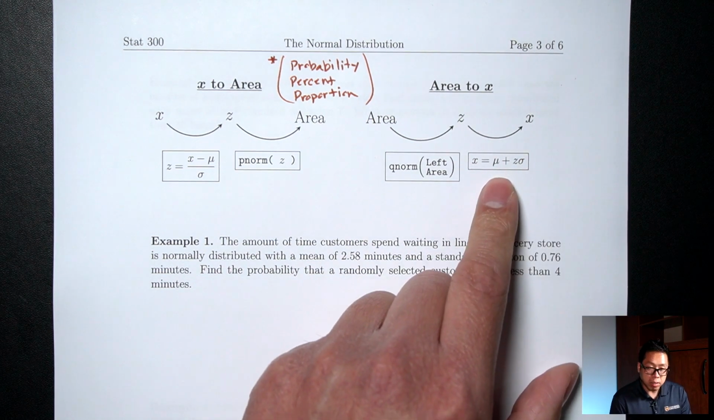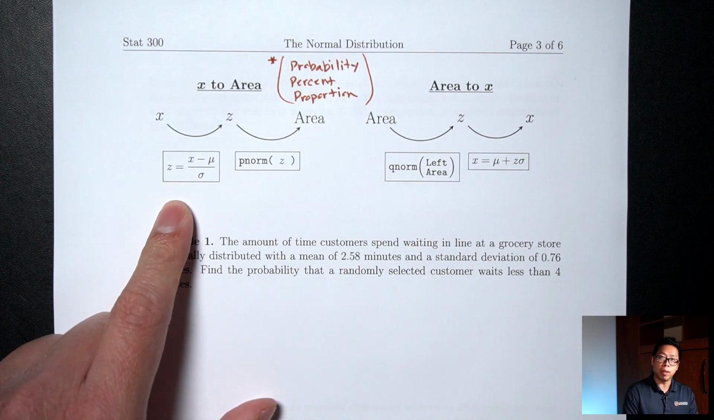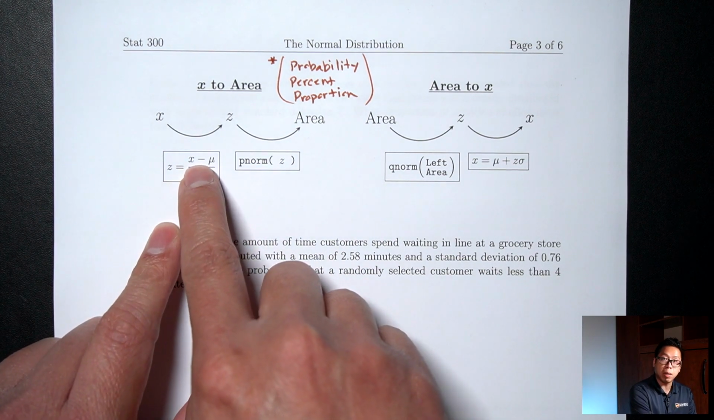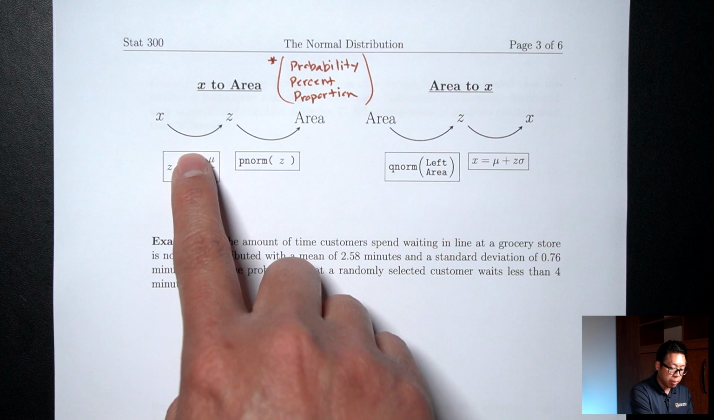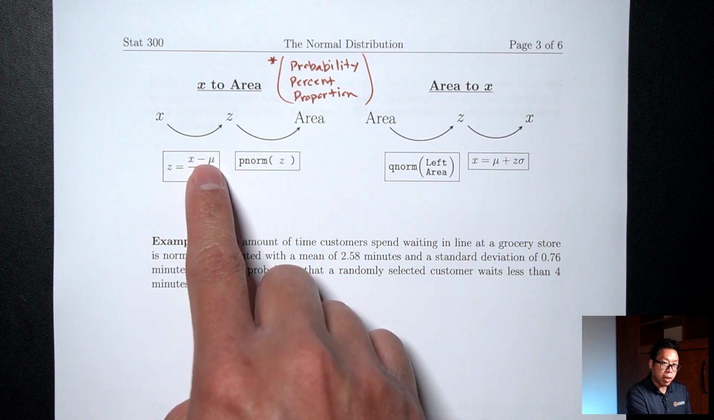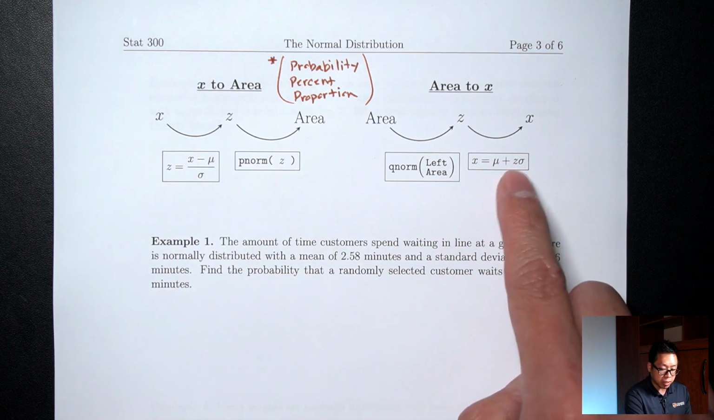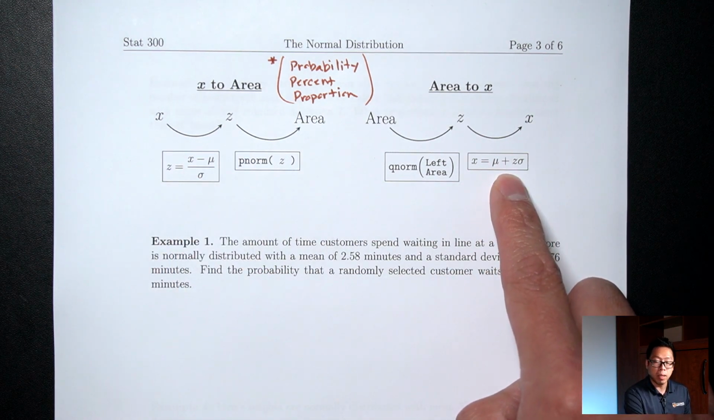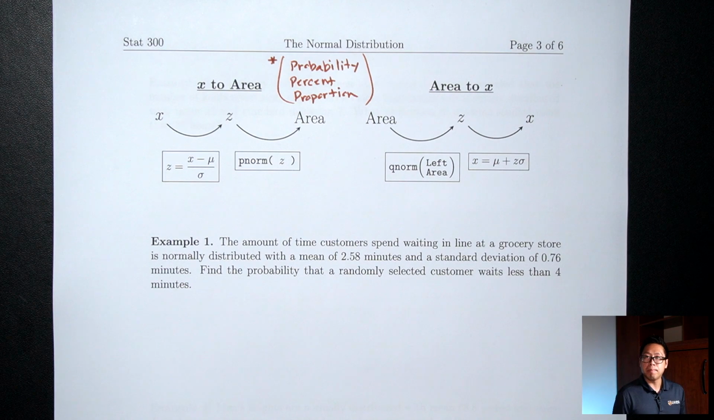Now, this formula for x is really just the z-score formula if you do algebra and get the x by itself. The first thing you would do is multiply both sides by sigma, and then you'll add mu to both sides, and you'll get exactly this formula for x. So let's try some examples.